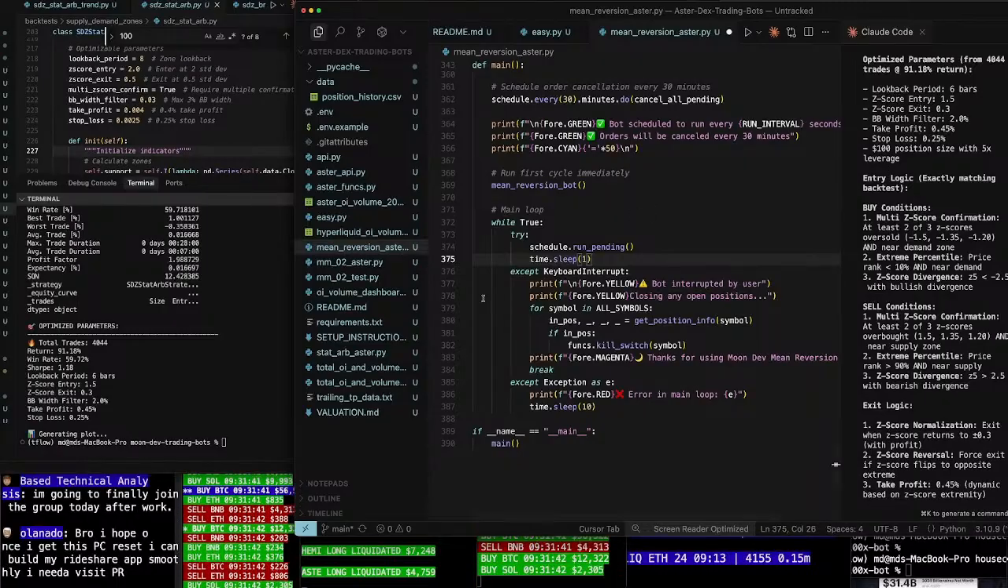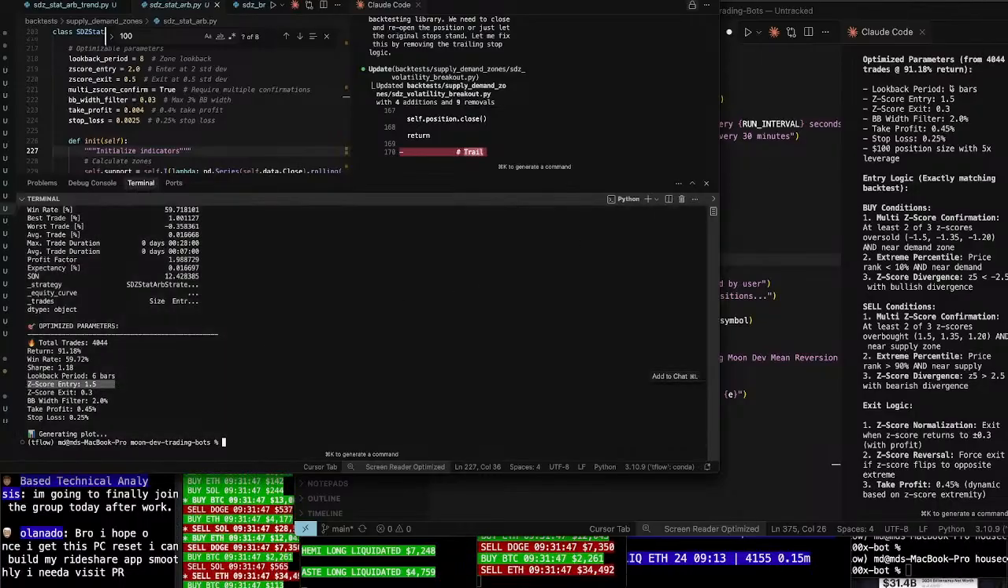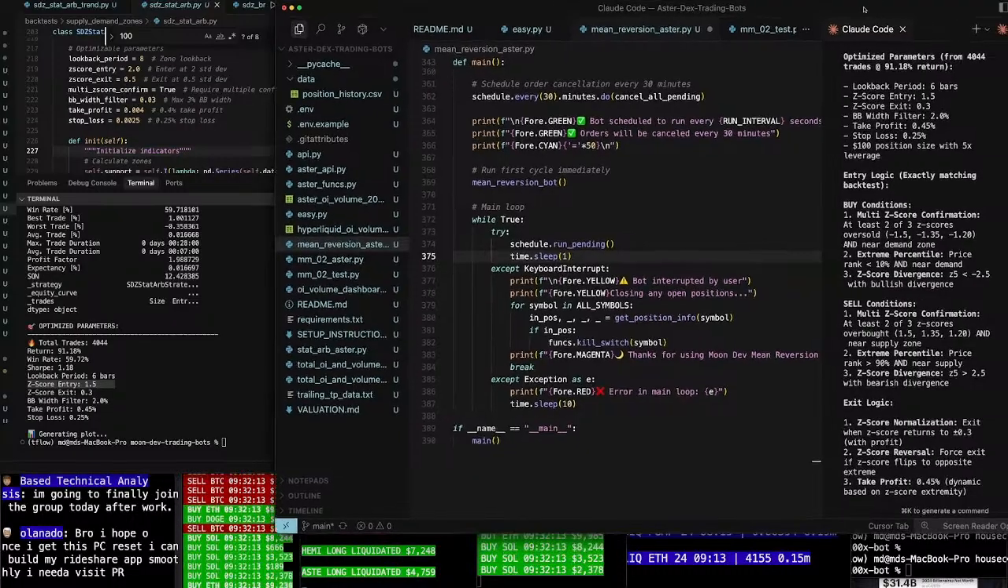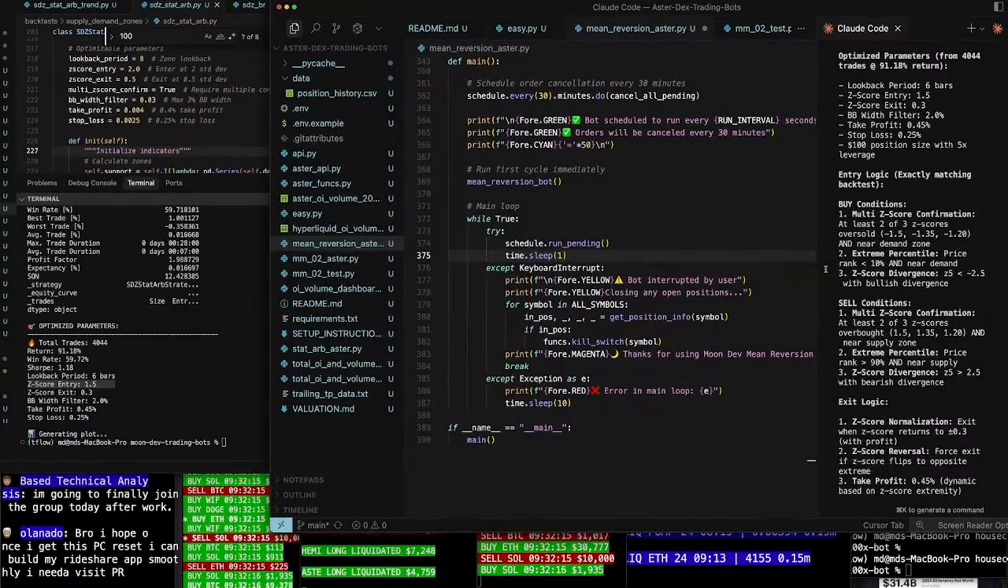Okay, Z-score entry is 1.5. Yes, okay, that shows there on our optimization. Z-score exit is 0.3, okay. BB width filter is 2%, okay. Take profit 0.45, stop loss 0.25, okay. Position size is $100. Entry logic exactly matching the backtest.